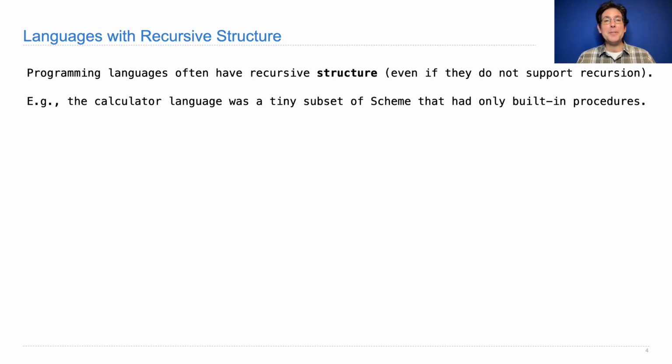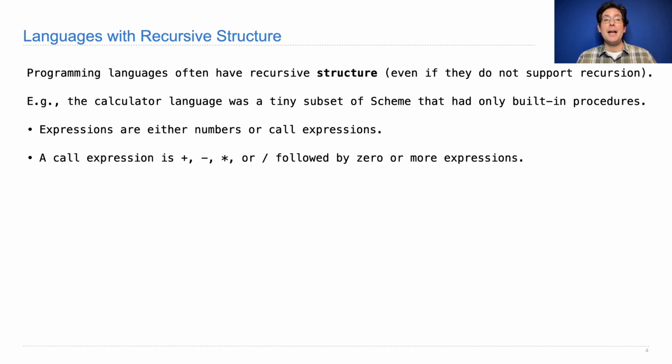Well, even the simplest language we've looked at, the calculator language, which was this tiny little subset of Scheme, only had built-in procedures, but it still had a recursive structure. In that, an expression in calculator language was either a number or a call expression, and a call expression is plus, minus, times, divide followed by 0 or more expressions, which have call expressions, which are expressions, which have call expressions. There's the recursive structure.